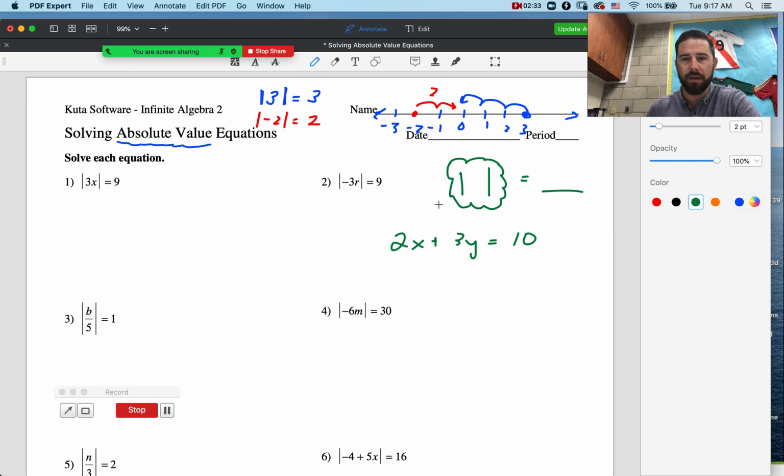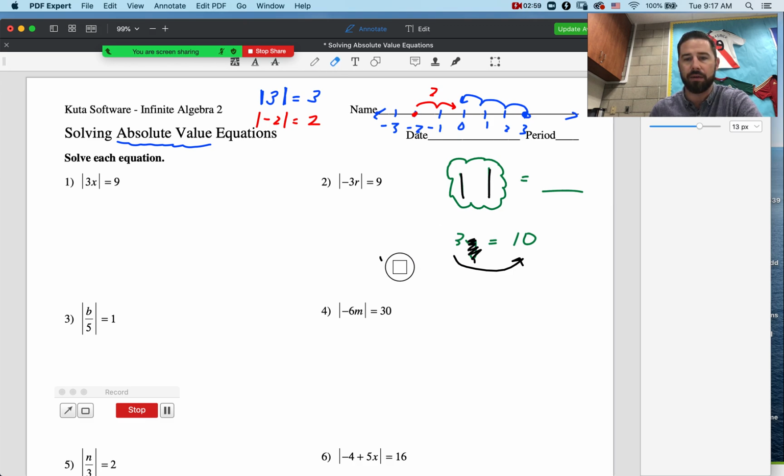Okay, so in the past, remember what we wanted to do is get the variable by itself, right? So if this didn't say y, if this was just a 3, we'd shoot that guy over there. We always wanted to get the variable by itself, the x or the y or the z. Well, here we want the absolute value by itself. That's what we're always going to ask ourselves: is the absolute value by itself?